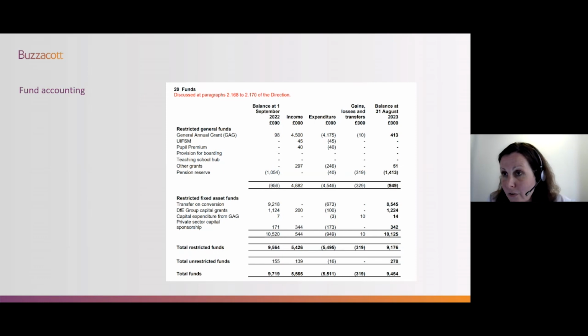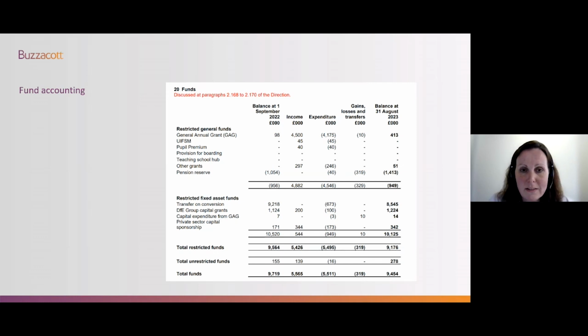And a lot of these will be pretty straightforward. Pensions will be linked to the actuary's report, and the fixed asset fund is predominantly depreciation charges, but you will then have your operational spend to look at, and in terms of allocating that, for example, within the restricted general funds, how much goes against pupil premium, how much goes against the GAG, for example.